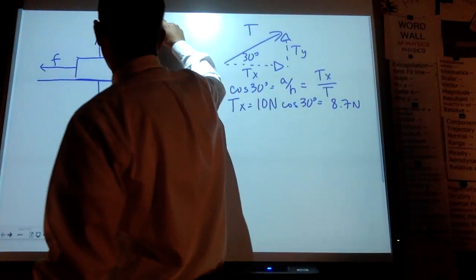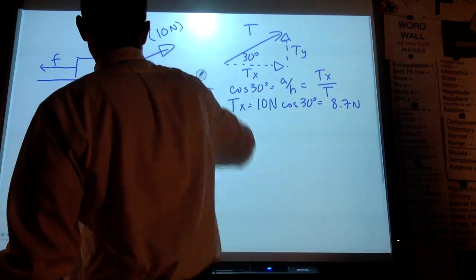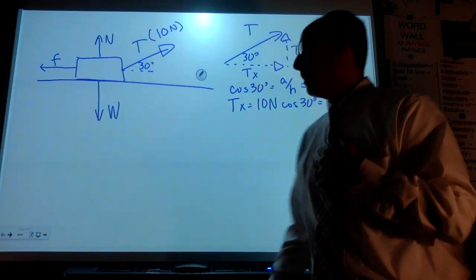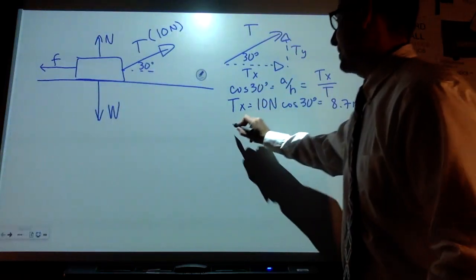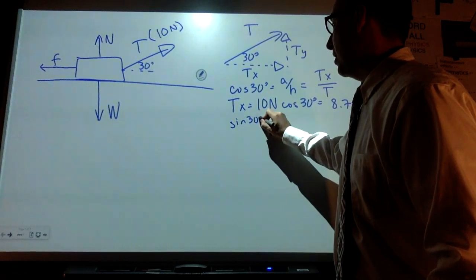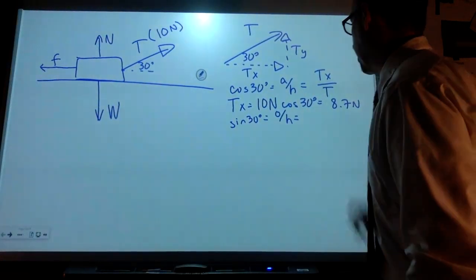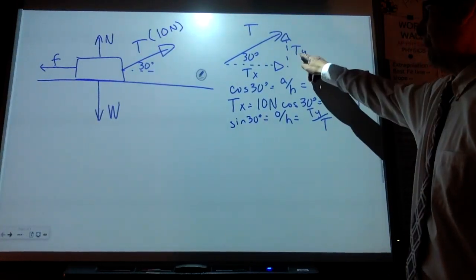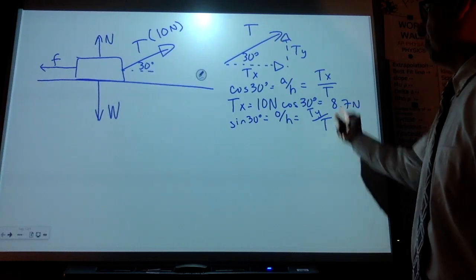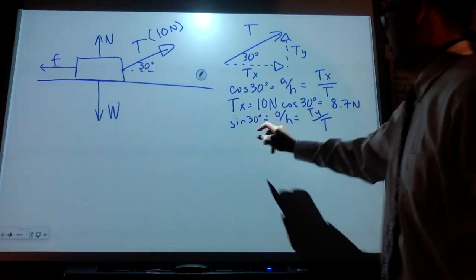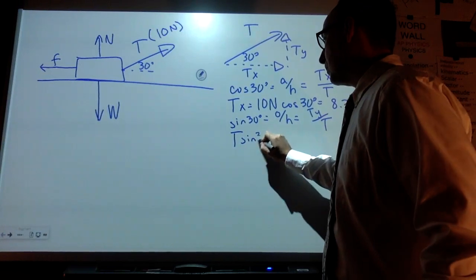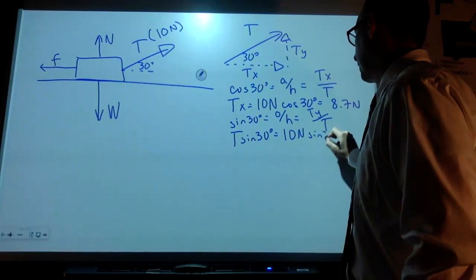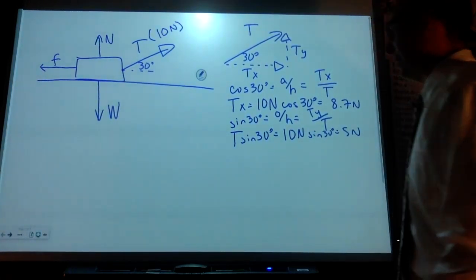So we're saying that we're pulling with a force of 10 newtons right here. I'm going to do the same thing with the y component. So with the y component, this is the opposite side, and I know that the sine of 30 is equal to opposite over hypotenuse, and I have Ty over T, opposite side over hypotenuse. So I'm going to multiply by T. I'm going to get T sine of 30. So this is going to be 10 newtons sine of 30, which is 5 newtons.